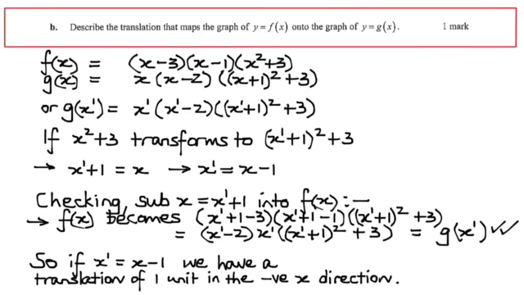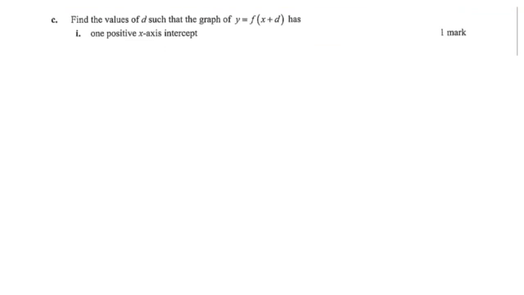That's the way you want to write it, guys. Don't say 1 unit to the left. So we have a translation of 1 unit in the negative x direction to get your marks, alright?